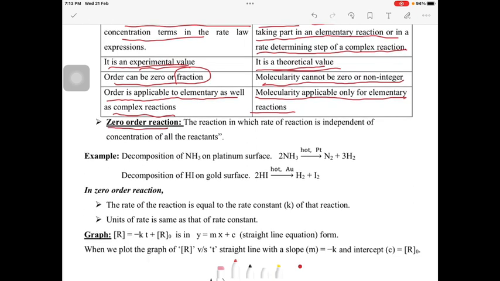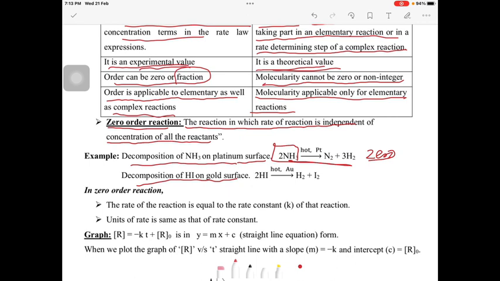Zero order reaction. The reaction in which the rate of reaction is independent of the concentration of all the reactants. Example, decomposition of NH3 on platinum surface is an example for zero order, which means the rate of reaction does not depend upon the concentration of NH3. Decomposition of HI on gold surface.